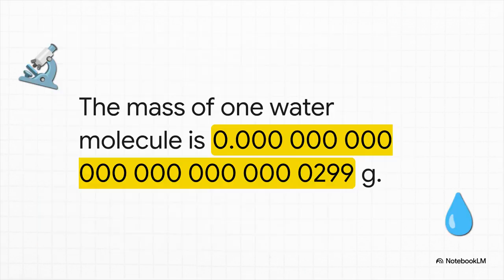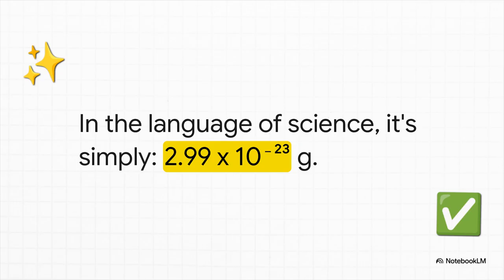Much better. And here's the thing, this system isn't just for gigantic numbers. It works just as beautifully for the incredibly tiny ones. For example, here's the mass of one single water molecule in grams. Again, it's a total mass of zeros. It's tough to even read, let alone work with. But when we use the language of science, it becomes simply 2.99 times 10 to the negative 23rd grams. See? That's the real power of this notation.